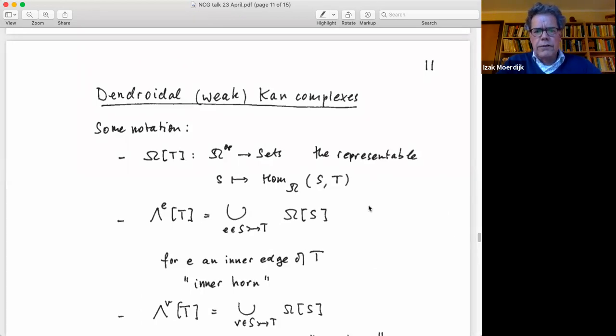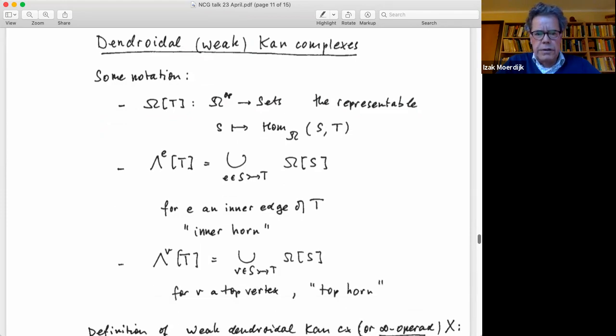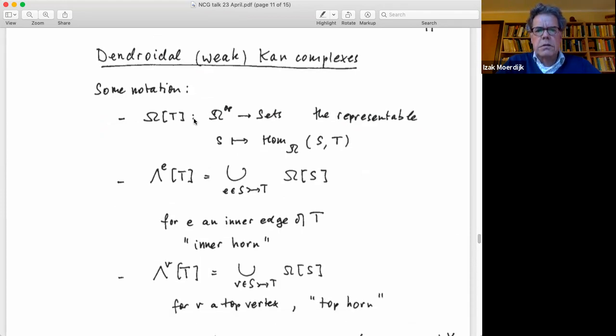Okay, so now one can define dendroidal weak Kan complexes. I'm calling these infinity operads, just like the simplicial weak Kan complexes are called infinity categories. And the notation is very similar. For every tree T, there is a representable, which I denote, instead of delta bracket n, omega bracket T. So here is the definition of the representable functor. And this representable has a boundary, and it also has a part of the boundary which misses one face.